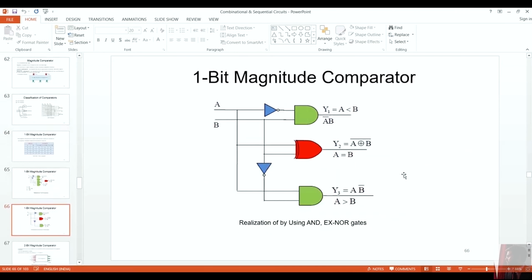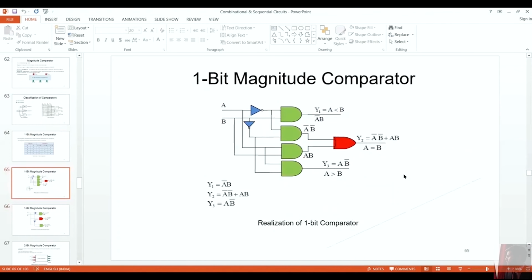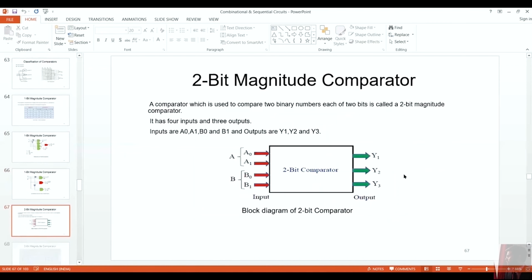You can see that this can be designed using different circuit diagrams and different logic gates; not necessarily that you have to follow this. As I told you, this is done with AND and XOR gates. Earlier it was done with AND gates.